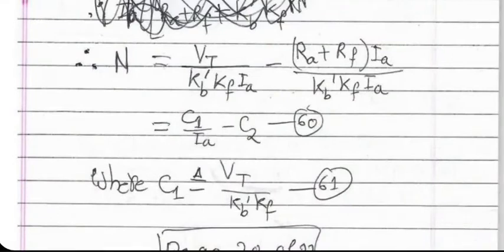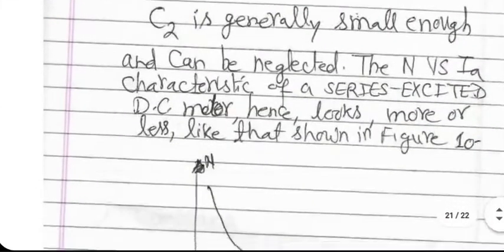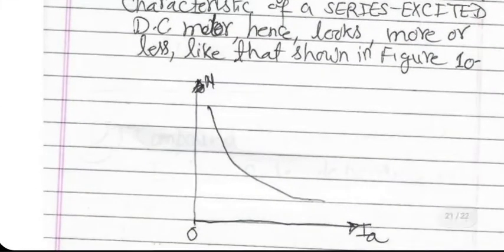Sorry, it's not a straight line. I'm sorry. This is actually inversely proportional to IA. Yeah, it's a series motor. Sorry. N is some constant divided by IA minus another constant. Yeah, it's not a straight line. I was thinking of shunt motor. So N versus IA is this kind of behavior, parabolic type of thing.